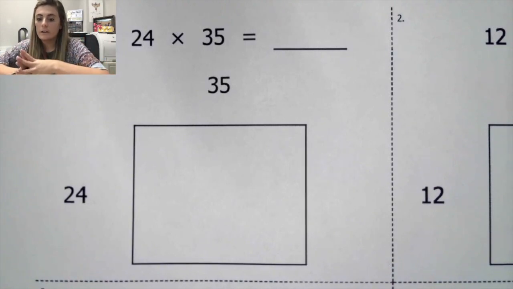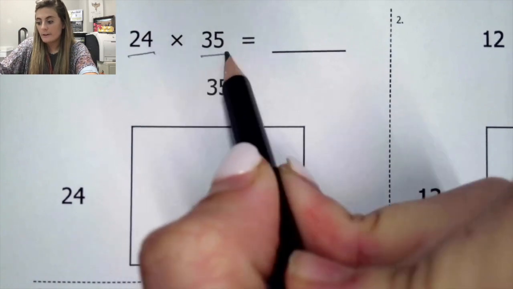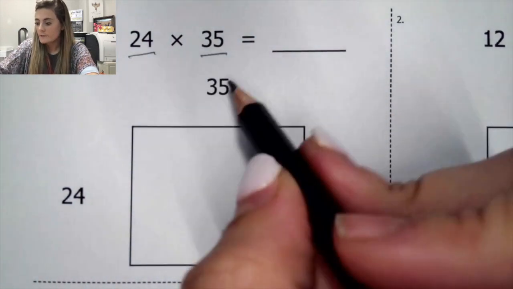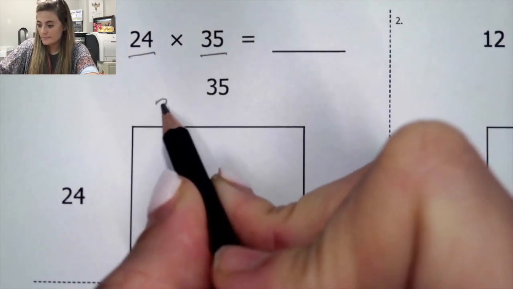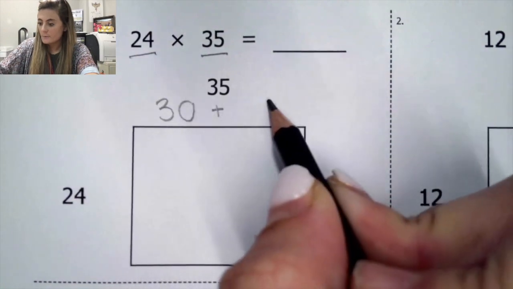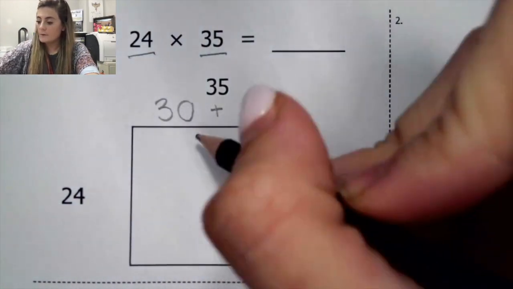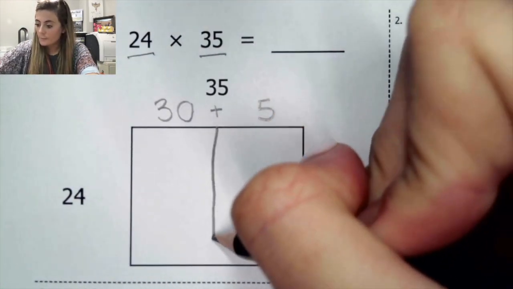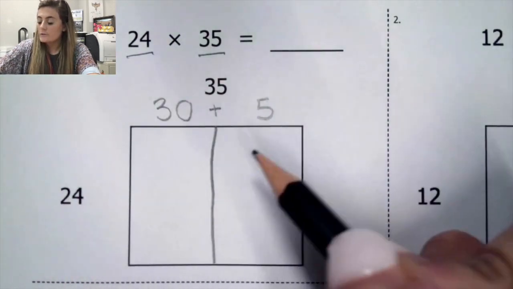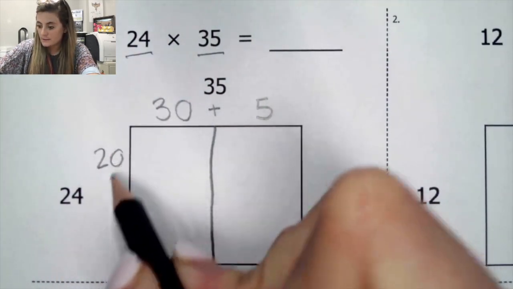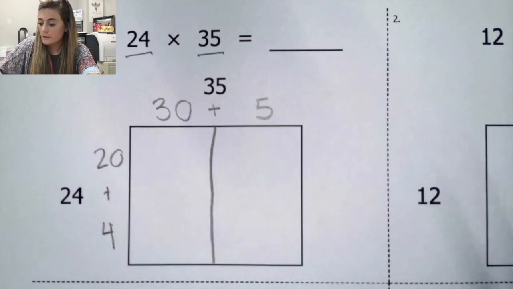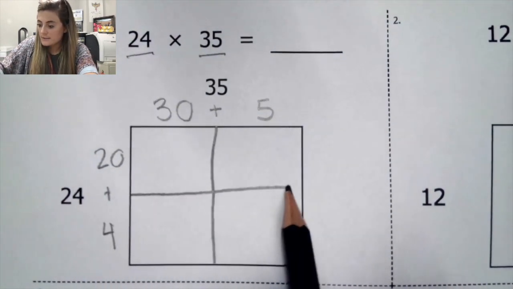Okay, so what we're going to do is we will break apart this 24 and 35 into expanded form. So we'll start with the 35 since it's on top. So 35 is 30 plus 5. I'm going to draw a line where my plus sign is. And then I have a 24, so I'm going to put a 20 plus 4. And again, draw a line where my plus sign is.